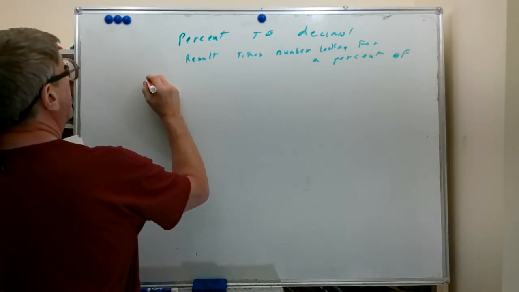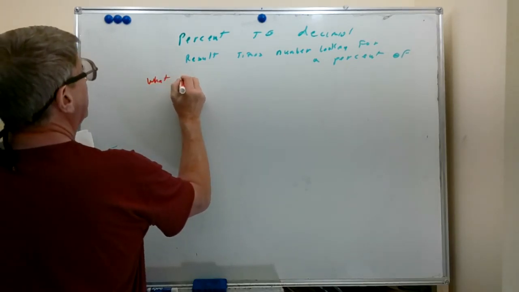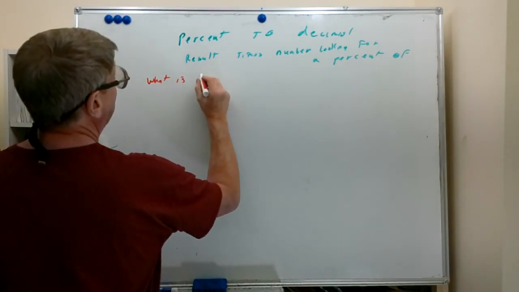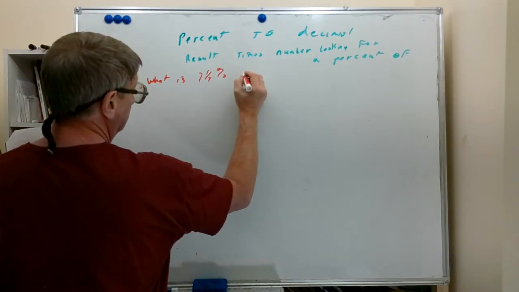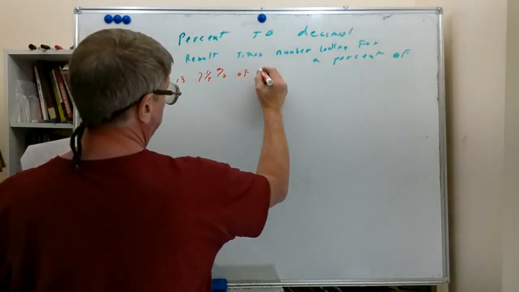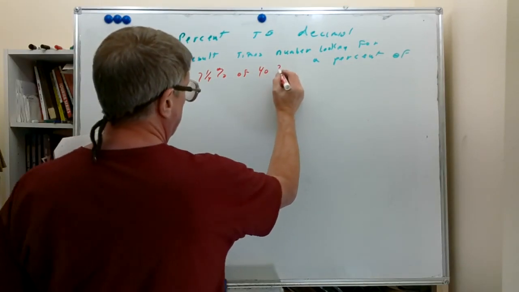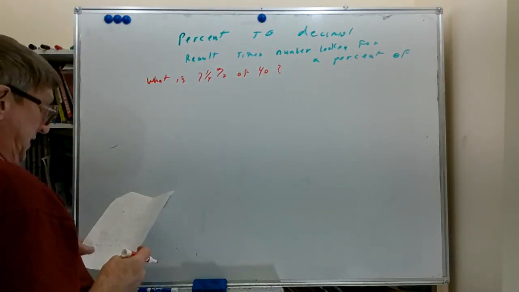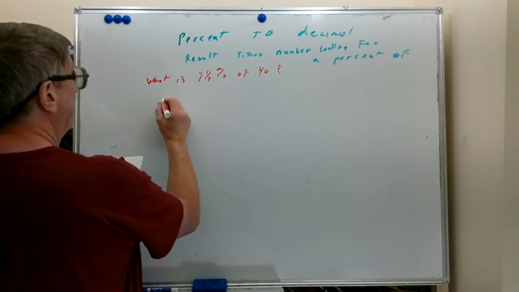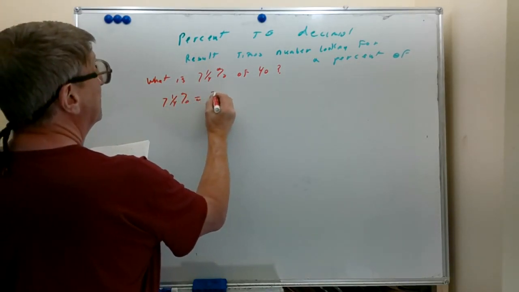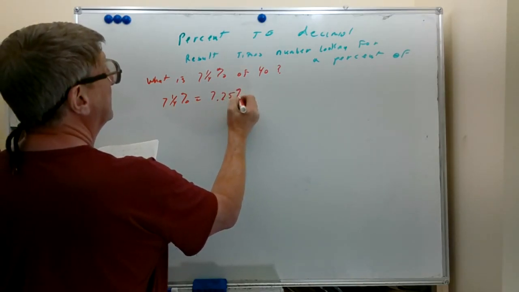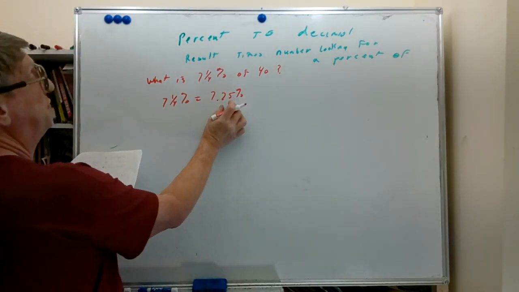So our question here is, what is 7.25% of 40? Put a question mark on that. Well, 7.25% is also 7.25%. This represents the fractional portion.